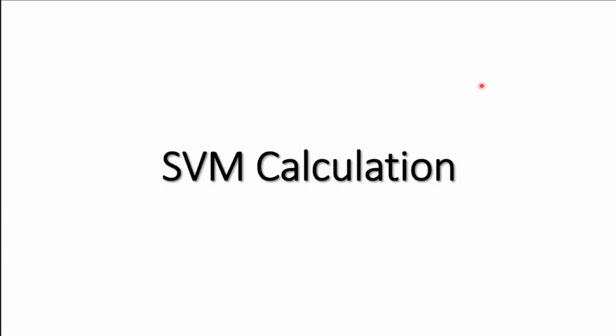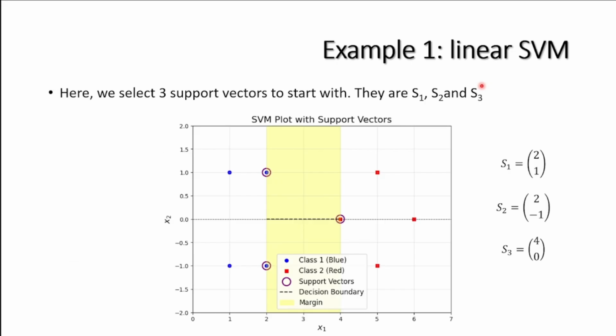So that is a bit about SVM, support vector machine. Now we will talk about the calculation, one example of linear SVM. So still in linear SVM, guys. Here we select three support vectors to start with. S1 is 2, 1. S2 is 2, minus 1. And S3 is 4, 0.